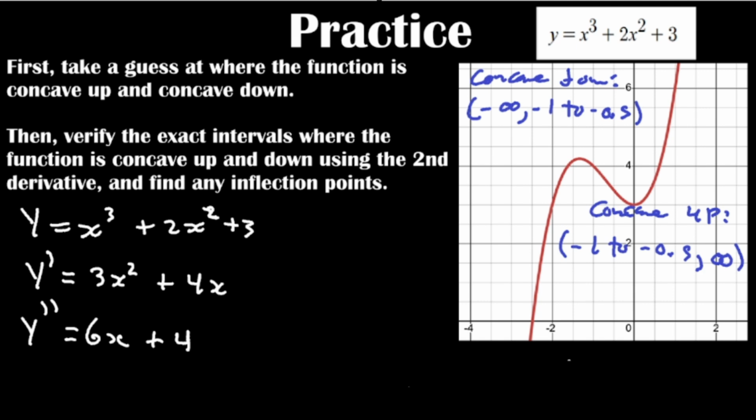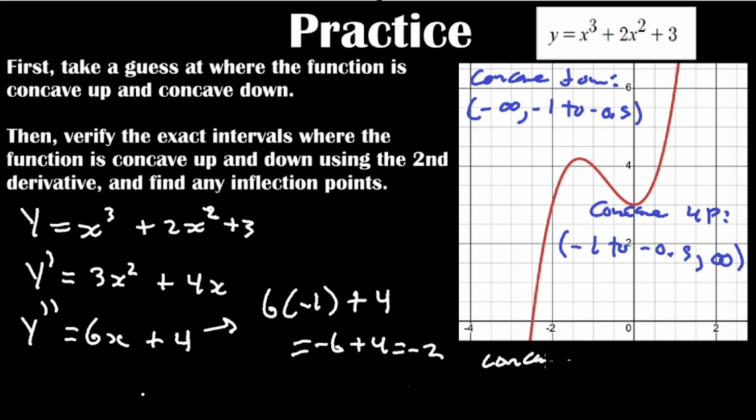So something less than -2/3, let's try -1. 6 times -1 plus 4, that's -2. So because we plugged in a value less than -2/3 into our second derivative and we got a negative value, this means that our function must be concave down for x values less than -2/3. So thus, we are concave down between negative infinity and -2/3. And we're not including -2/3 because the second derivative is 0 there.